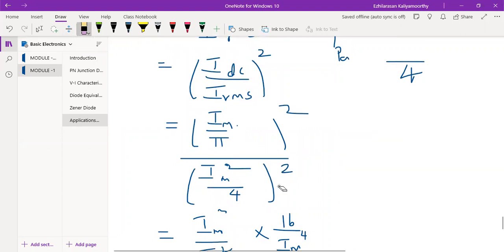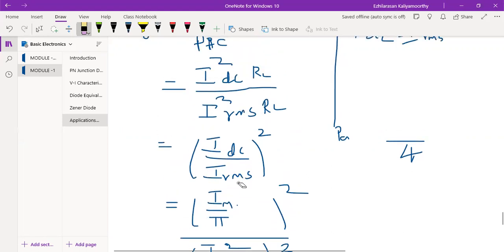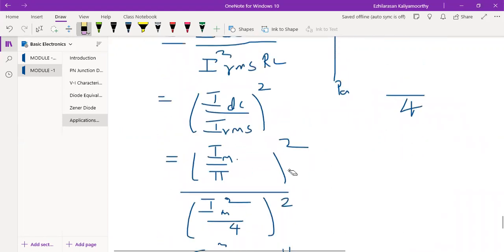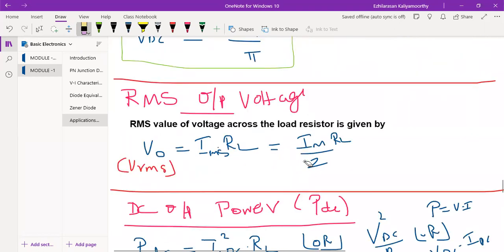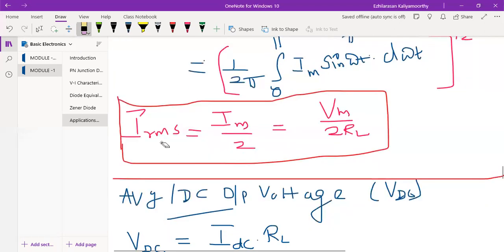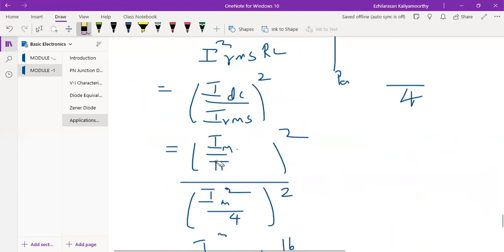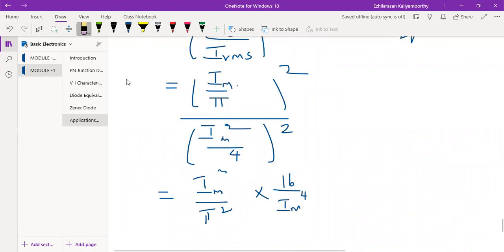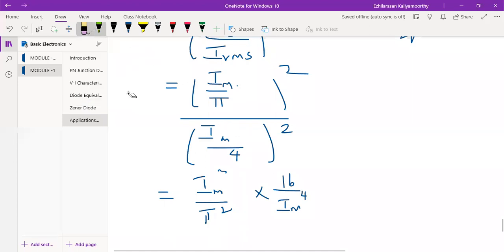Here one simple mistake we made. IDC is equal to IM by pi. IRMS is equal to, what is IRMS? You see this? IRMS is equal to IM by 2. IRMS is equal to IM by 2. So there's a small mistake we made here. IM by 2.